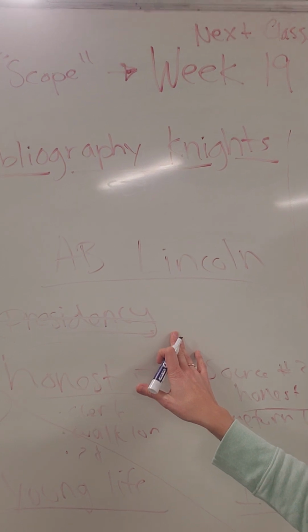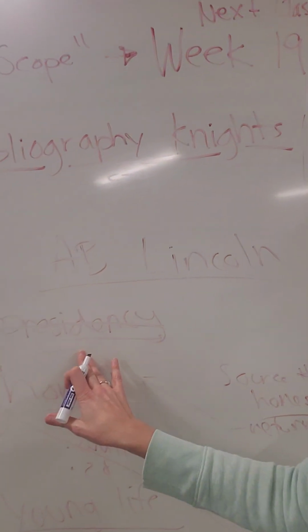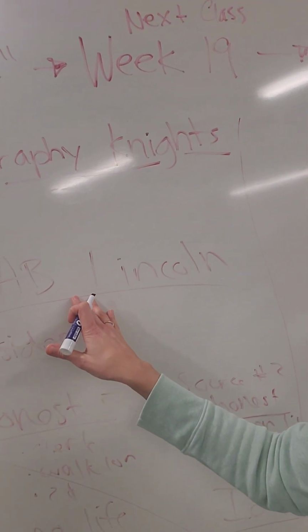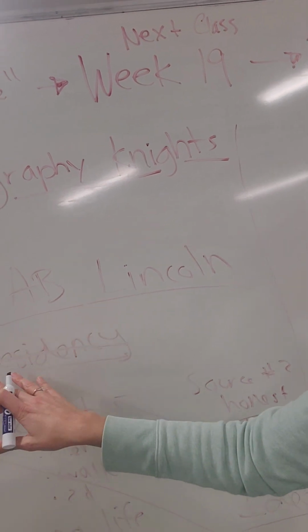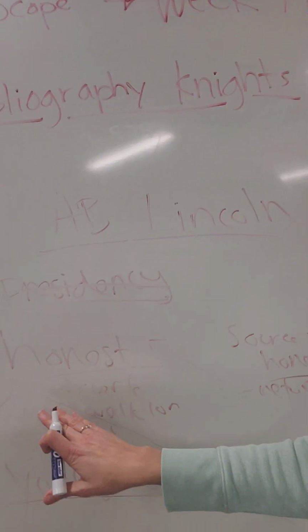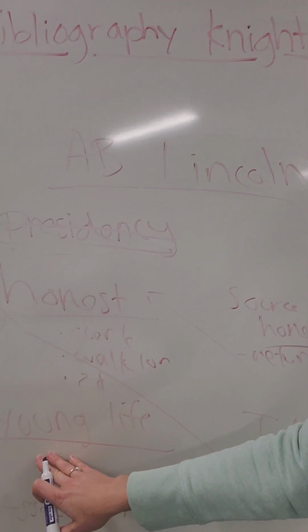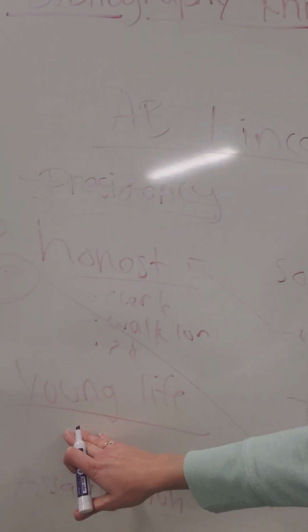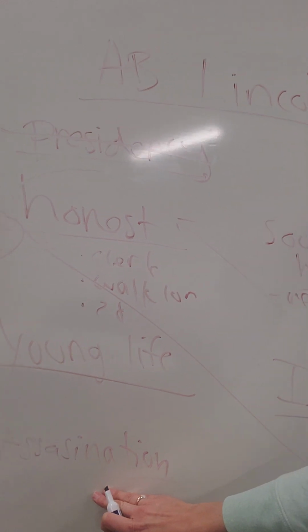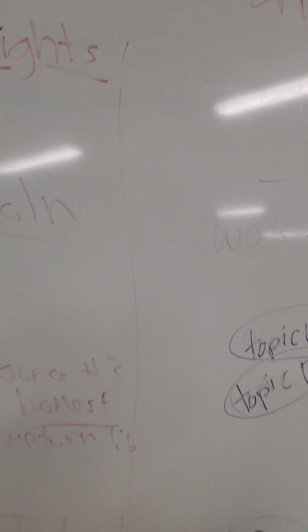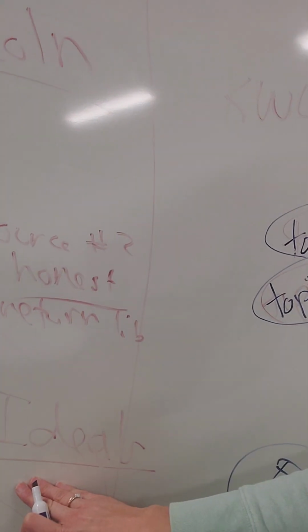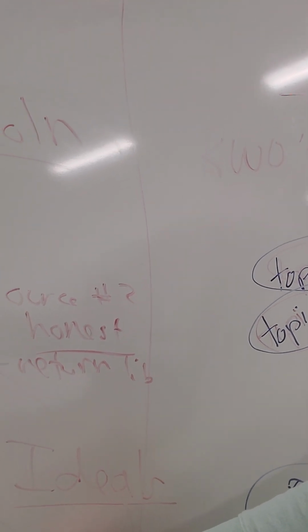We did Abe Lincoln. I know it's hard to see and I don't have time to rewrite everything, but the kids generated what do we know about Abe Lincoln? What are some topics we know about him? We know he was a president. We know that he was known as honest. We know that he had an interesting young life in a log cabin and really liked to read. We all knew that he was assassinated. We all knew that he had high ideals about abolishing slavery and went to war, okay?